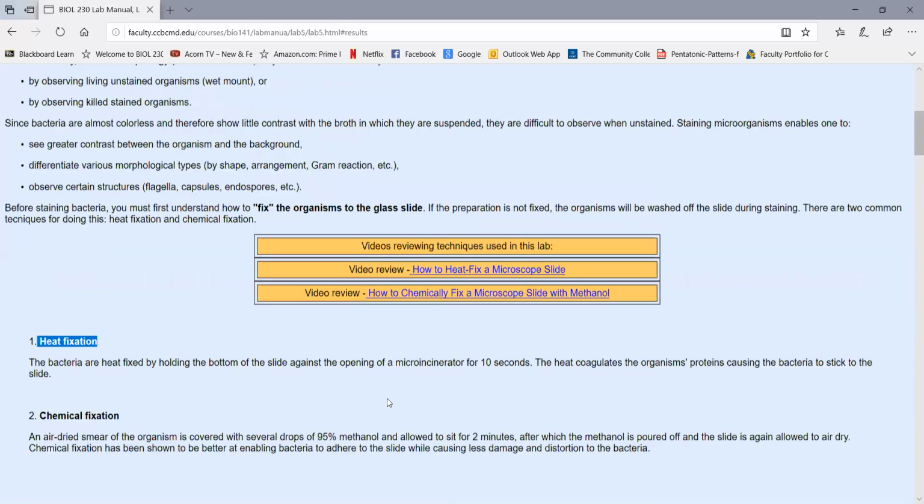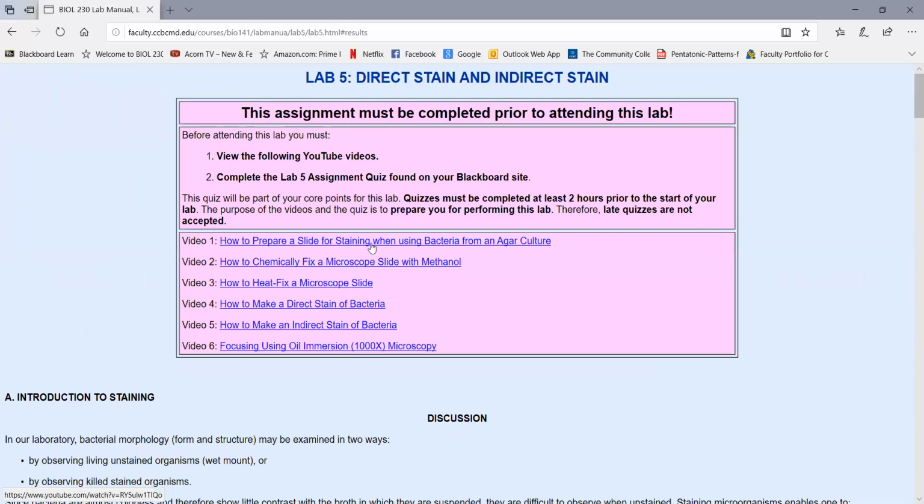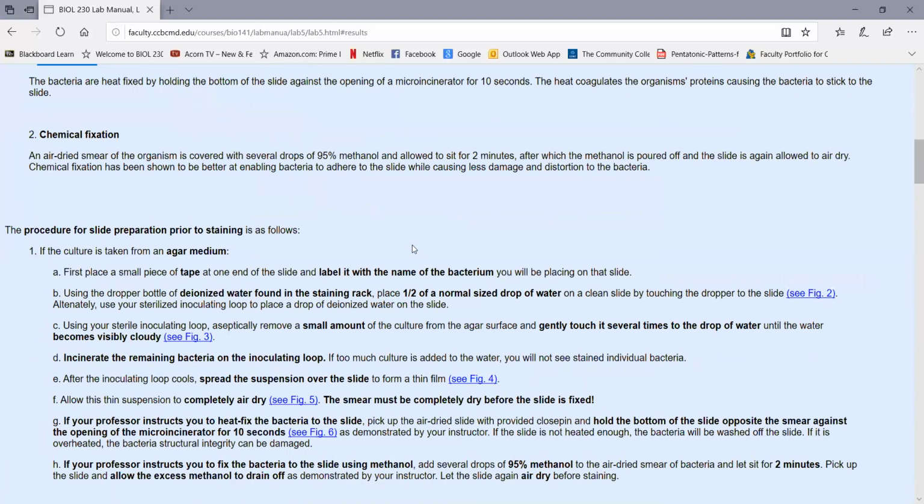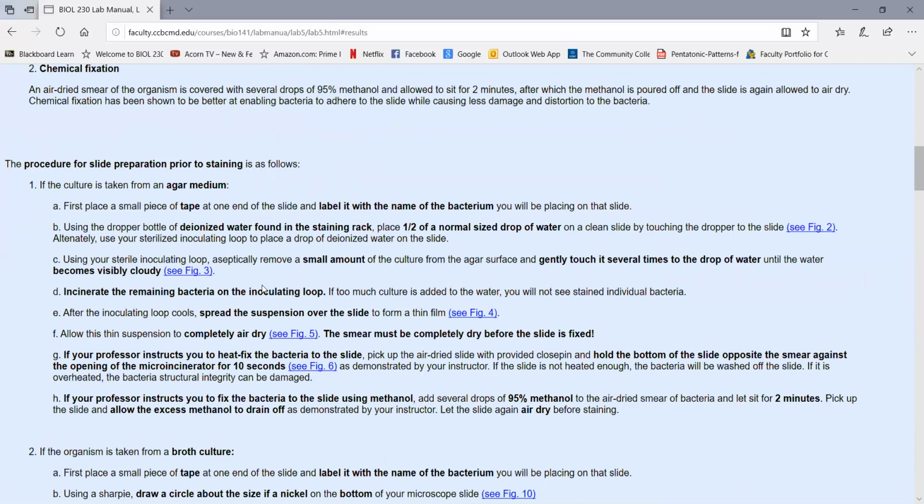Now, as I mentioned, one of the most important videos, the first one, is how to prepare a slide for staining when using bacteria from an agar culture, your video 1. So to learn that, go to the video first. Now on this introductory page, I've gone through the steps in writing step by step. But again, you're much better off following the video because that shows you in real time what you're doing.